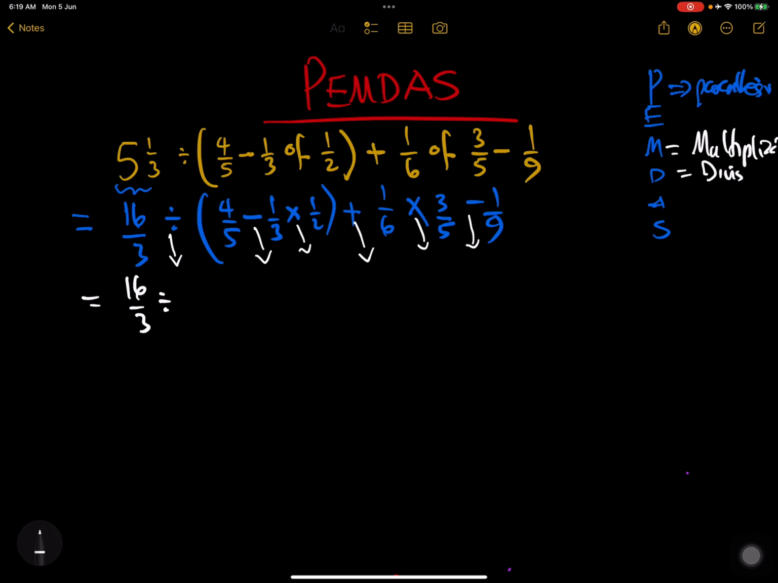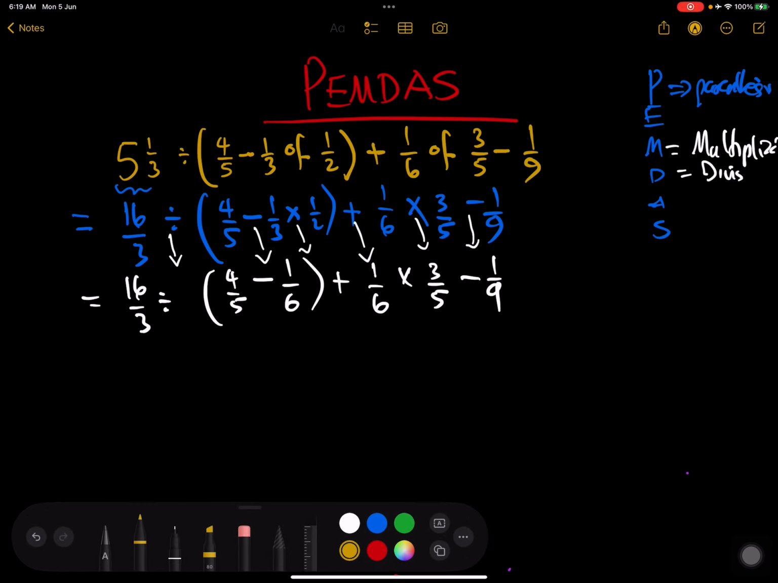We have two signs. So we need to work with the first, which is the multiplication one. It's going to be 4 over 5 minus 1 over 6, plus 1 over 6, all right, multiplied by 3 over 5 minus 1 over 9.